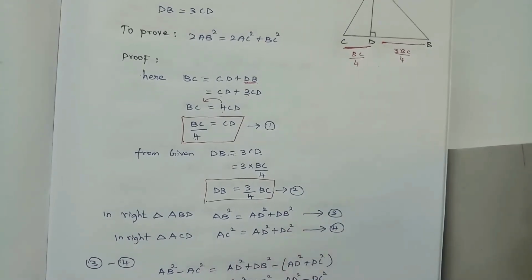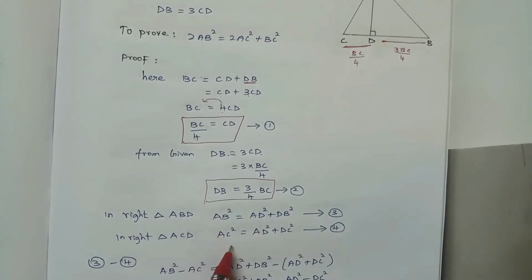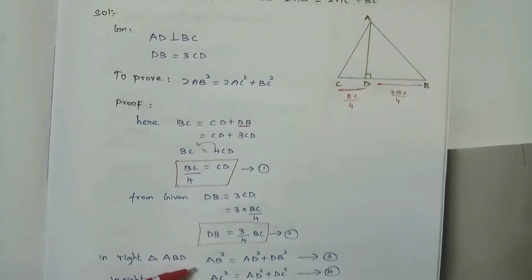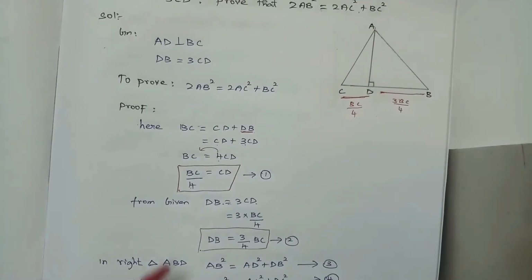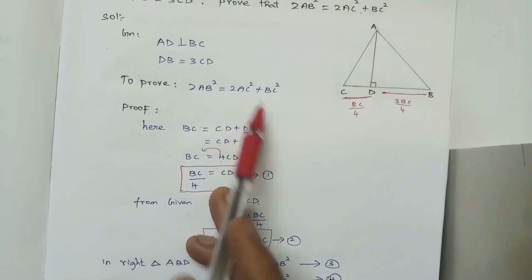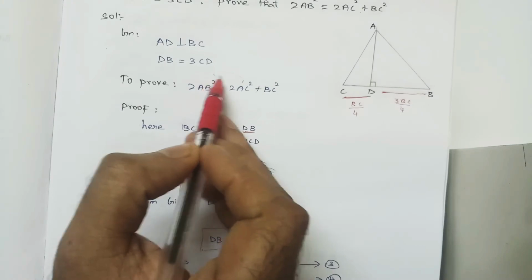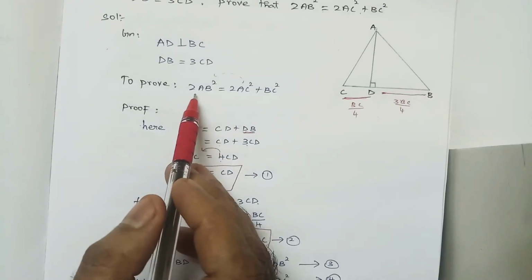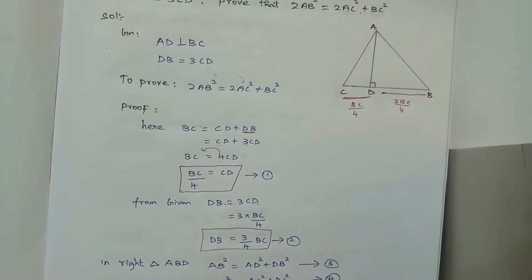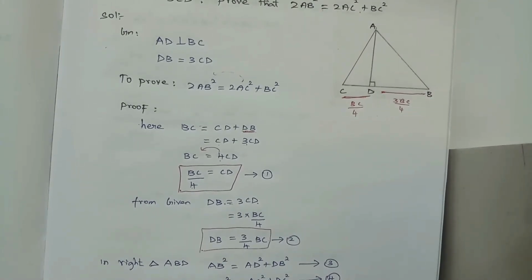Right? Now I am subtracting equations 3 and 4, because see actually what we need: what we want to prove is 2AB square is equal to 2AC square plus BC square. Taking this 2AC square to the LHS, it will become minus 2AC square, right? So we have AB square and AC square in the LHS. While subtracting these two, we get AB square minus AC square on the LHS.